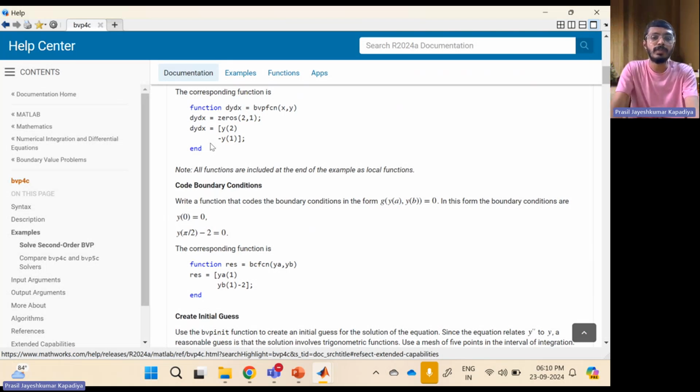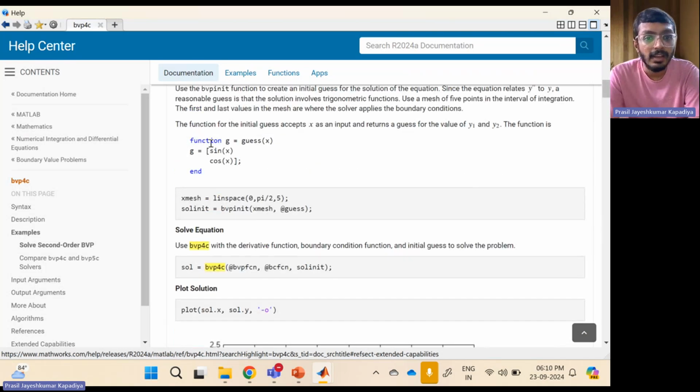Now we also need to give boundary conditions. The boundary conditions are y of 0 is equal to 0 and y of pi by 2 is equal to 2. We can write them as y of 0 is equal to 0 and y of pi by 2 minus 2 is equal to 0. So the first boundary condition is ya of 1, and the second is yb of 1 minus 2, where yb means at the other, final end. This is for boundary conditions.